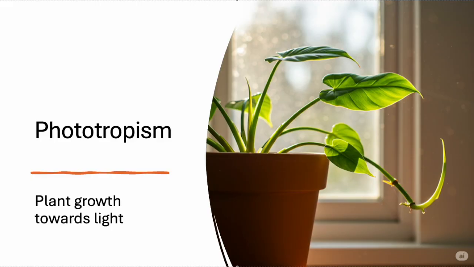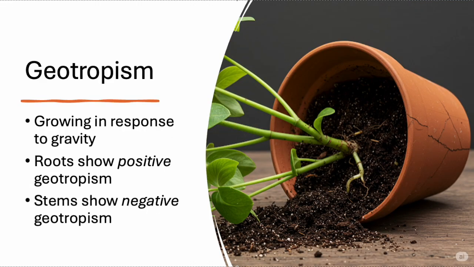Another tropism is called gravitropism. We can also call it geotropism. This is how plants respond to gravity. Gravity is what pulls things down to the earth. Plants' roots show positive gravitropism, meaning they grow downward with gravity to find water and hold the plant in place. The stem shows negative gravitropism, meaning it grows upward against gravity to reach the sunlight.